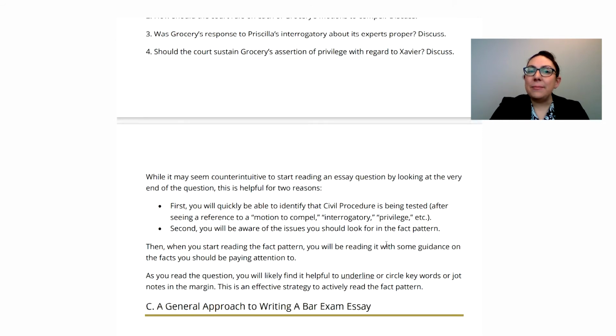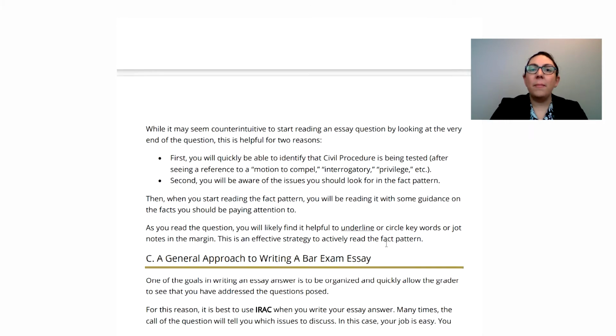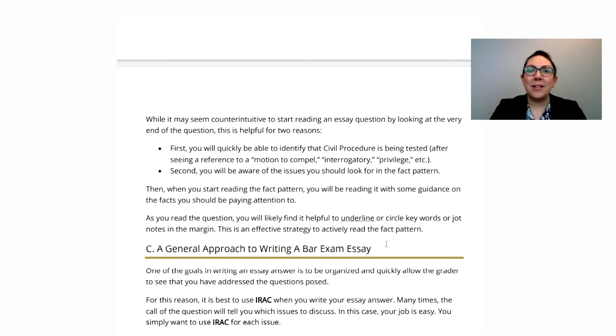So it might not seem super intuitive to read the bottom of the essay question first, but there's 2 helpful things that we find from reading this particular call of the question. Number 1, we can tell this is a civil procedure question, so we know the subject of the question instantly. We saw some key words in the call of the question, like motion to compel, interrogatory. We saw them ask about privilege. So that should instantly put you in the mindset of civil procedure.